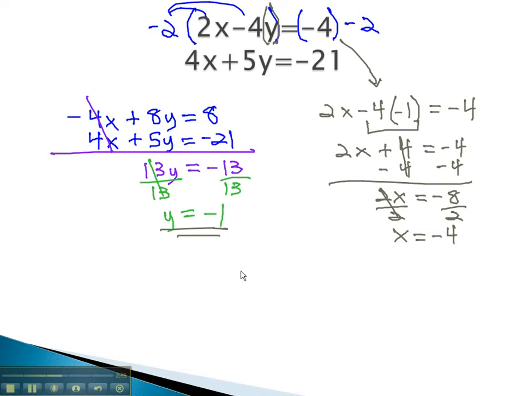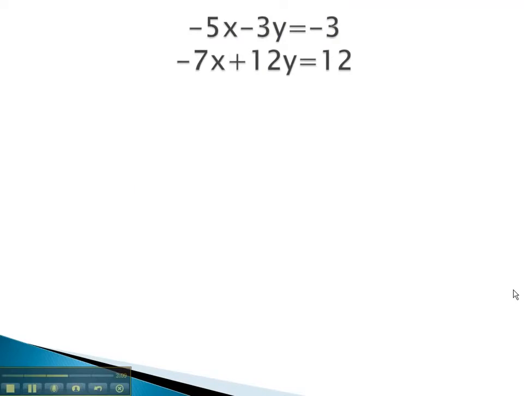Expressing our final answer as an xy coordinate pair, x is negative 4, y is negative 1, to make this system of equations true. Let's try another example where we have to multiply one of the equations to get opposites in front of the variable. In this equation, notice we can't quickly multiply negative 5 by something to get positive 7.